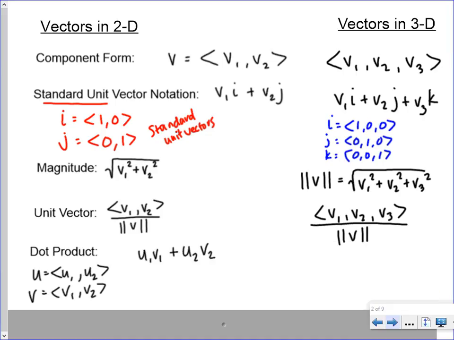And the last thing that we will review right here is how we calculated dot products. So for dot products, if you have some vector u with components u sub 1, u sub 2, and a vector v with components v sub 1, v sub 2, you multiply your horizontal components and add the product of your vertical components.